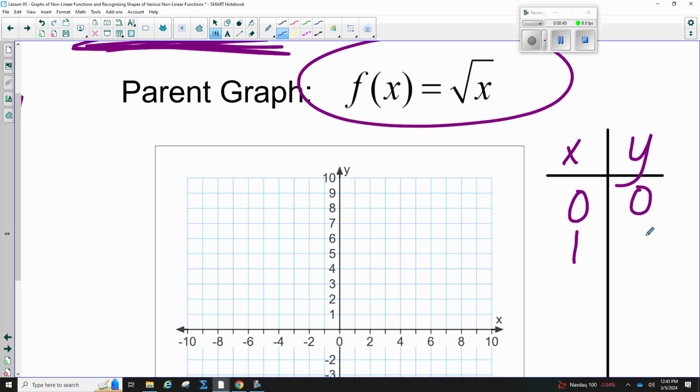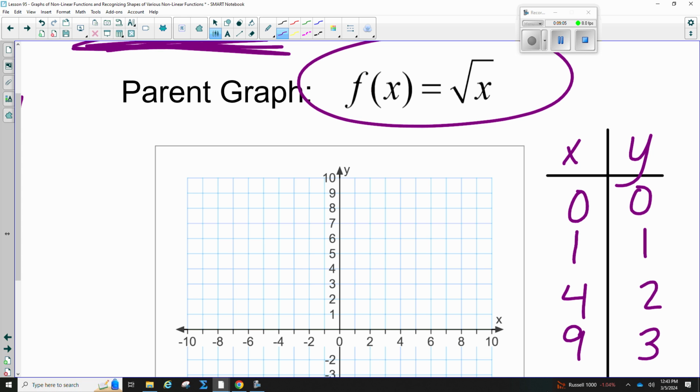And then yes, 4. What's the square root of 4? And what's the next nice perfect square? 9, and the square root of 9 is 3. Okay, you cannot plug negatives in, right? You can't have the square root of a negative, so we just don't plug any in.